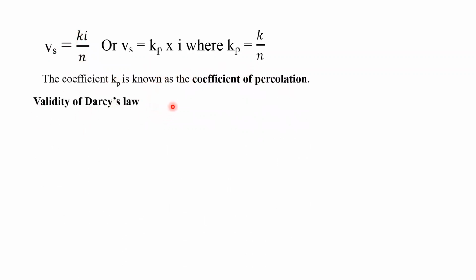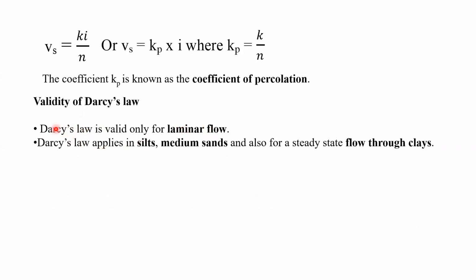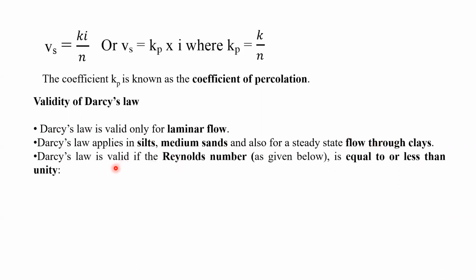Now, validity of Darcy's law. Under what circumstances is Darcy's law valid? Darcy's law means v is equal to Ki. V is proportional to the hydraulic gradient is Darcy's law. It is valid for laminar flow. Darcy's law also applies in silt, medium sand, and for steady state flow through clays. Darcy's law is also valid if the Reynolds number is less than or equal to 1.